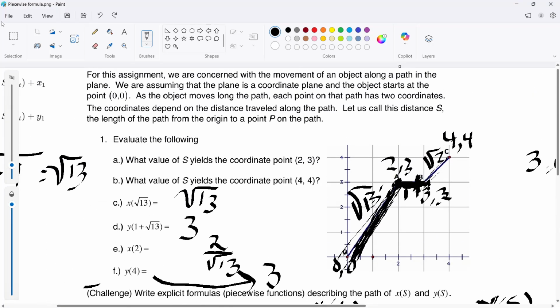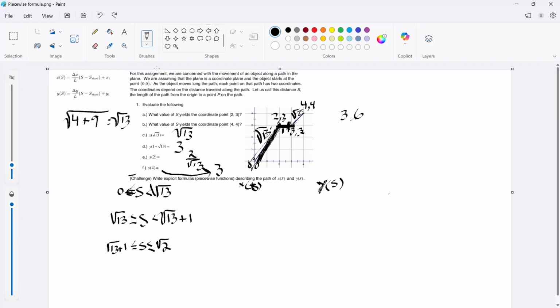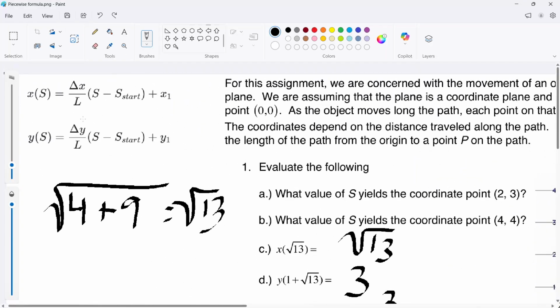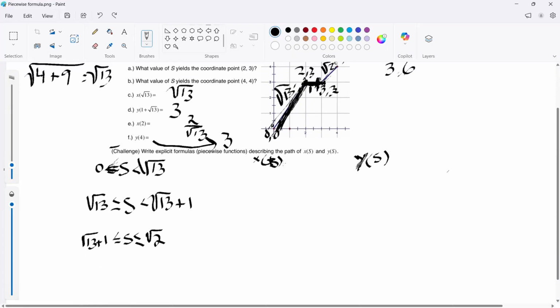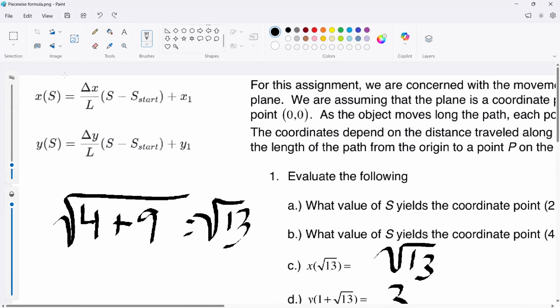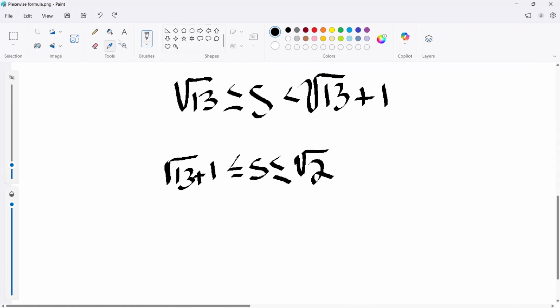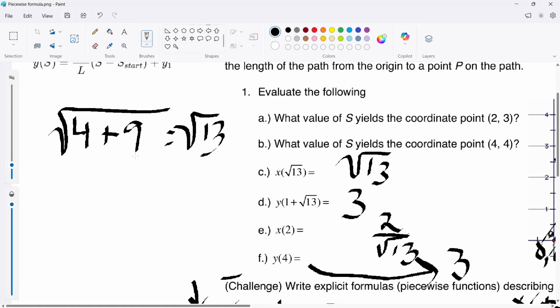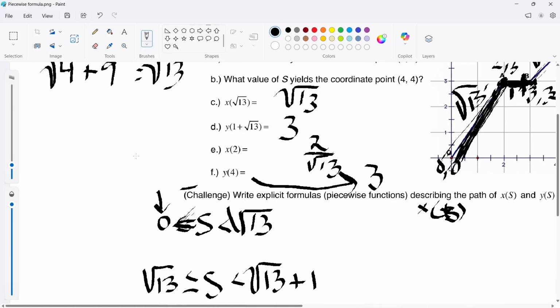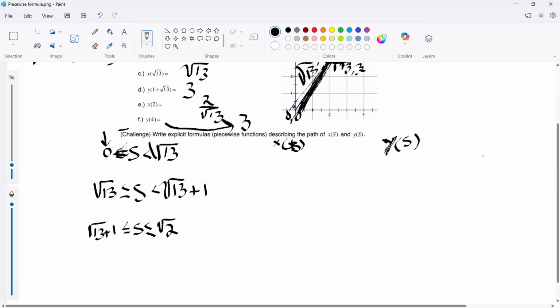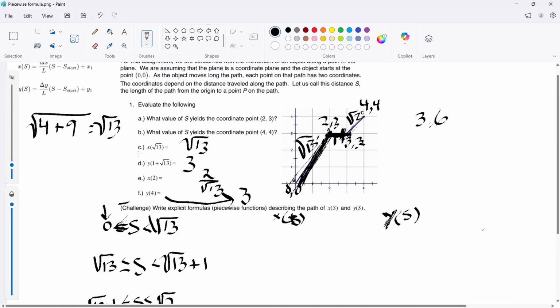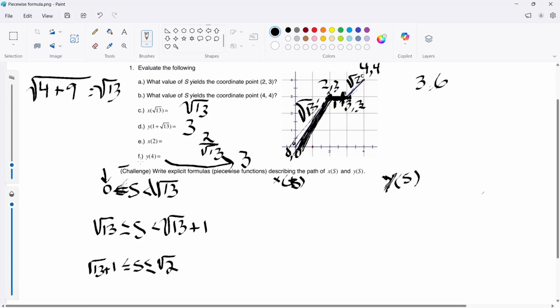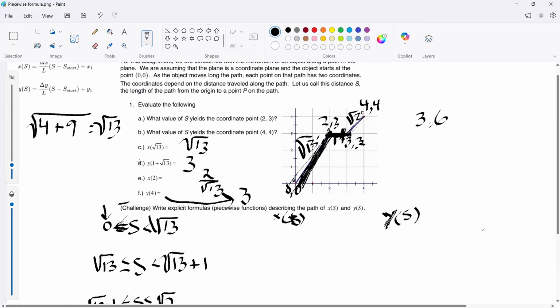as you can see in the formula, it's going to be the change in the x or the change in the y divided by the length, times s minus s where it starts. So in other words, s minus this left part of the domain of that segment, plus x1, the lowest x value in that segment. So here, in the first part, the lowest x value is 0, so it's going to be plus 0. And then there's nothing before it, so it's minus 0, but it's s.